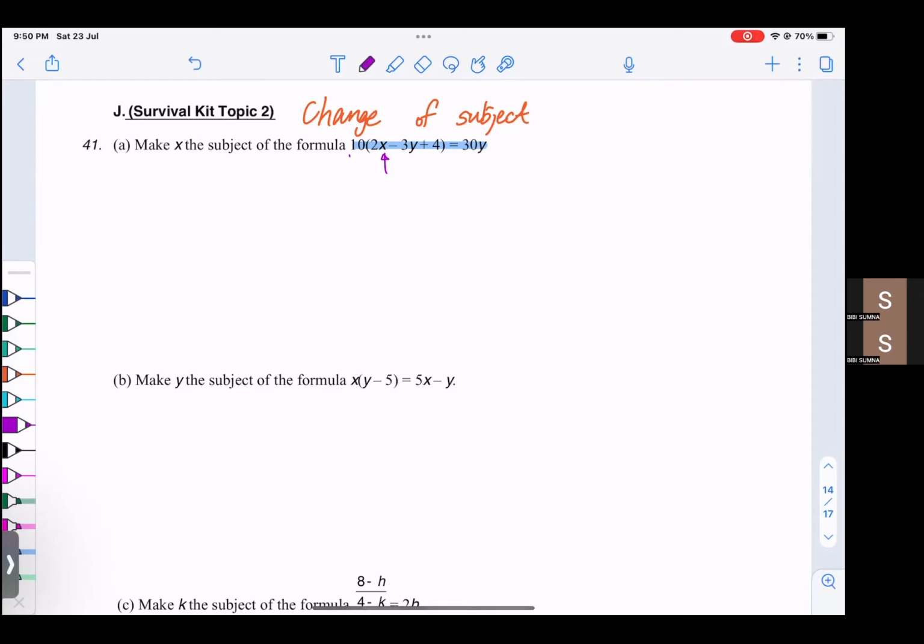So we will deal with this 10 first. How can we put this 10 to the other side? Well, 10 here is multiply. Bracket also means multiply. So if 10 here is multiply and you want to move it to the other side, just divide it. Actually, you divide on both sides. So here 10 will be simplified. The other side, what will it become? Can you try to use a calculator or even in your head? 30 over 10? Yes, 3y.